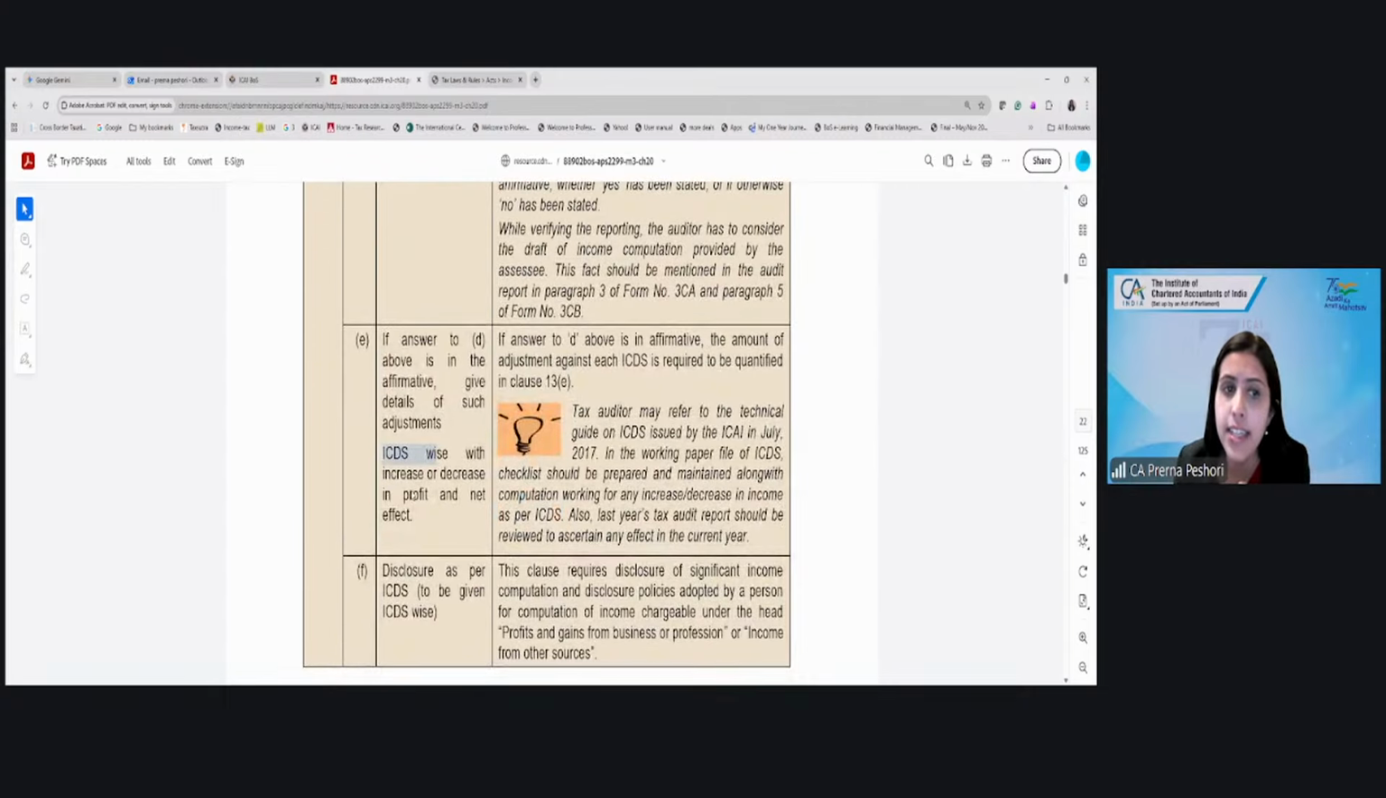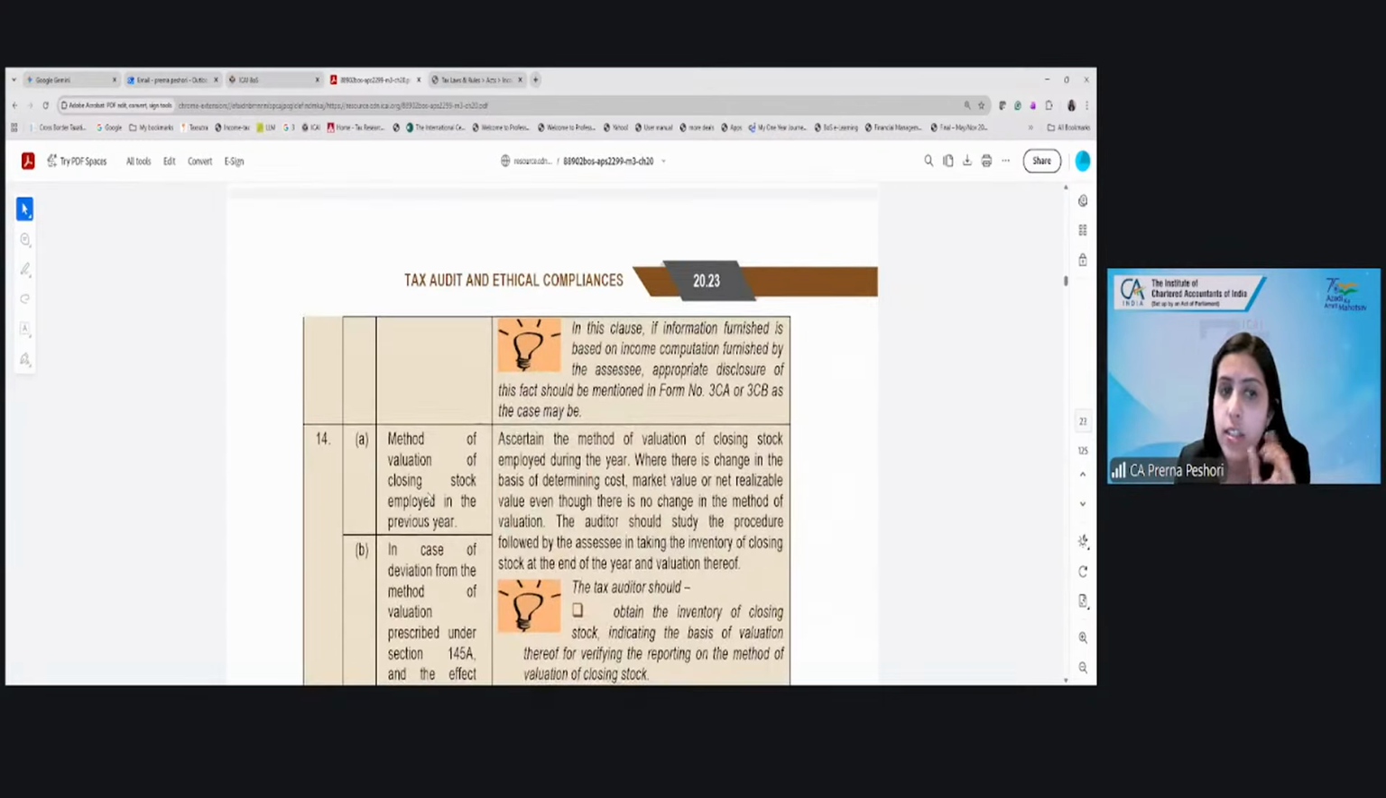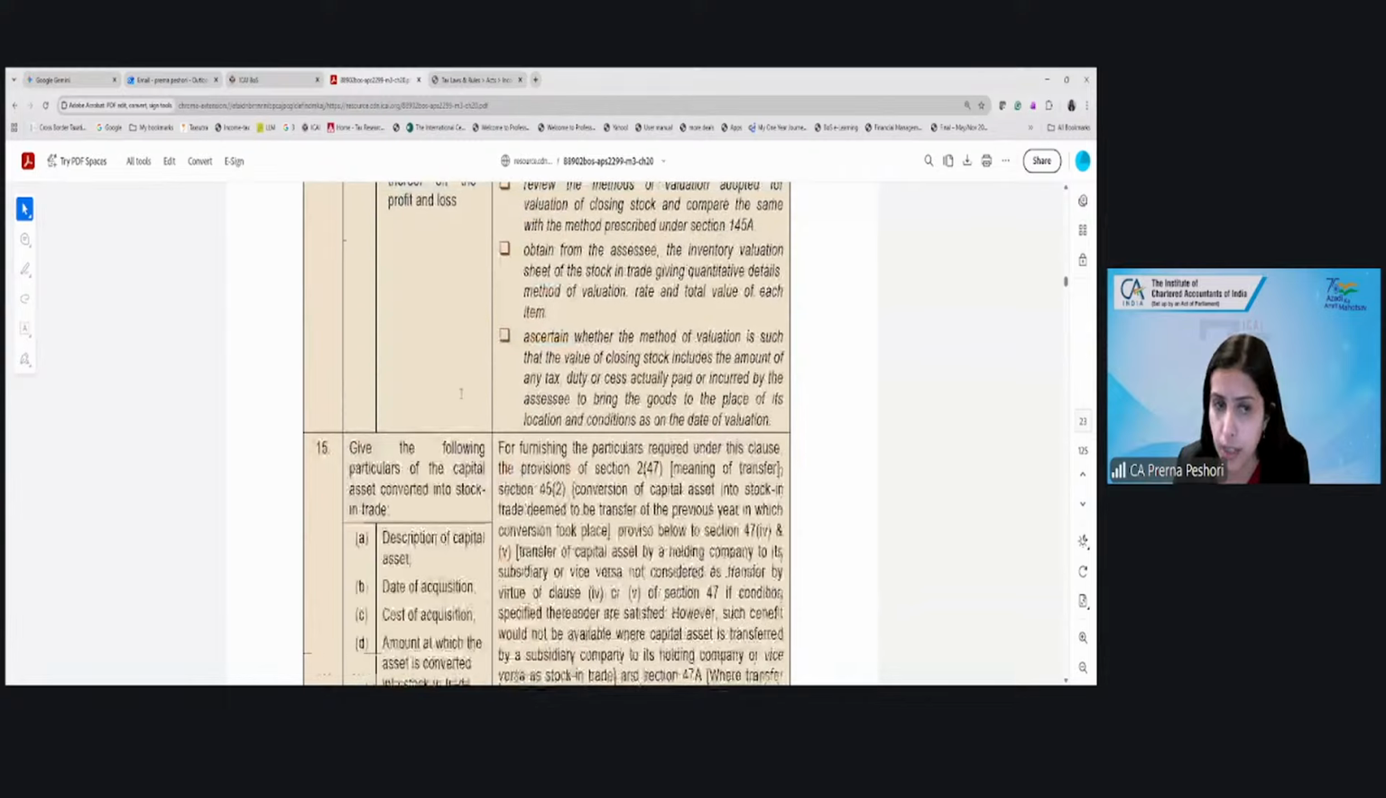So here you have to give the information regarding each and every ICDS. Isn't it? You have to give the information regarding each and every ICDS. Right? So ICDS-wise increase or decrease in the profit and loss and the disclosure as per each and every ICDS needs to be mentioned. Then method of valuation of closing stock. And in case there is deviation from the valuation, you have to prescribe that.